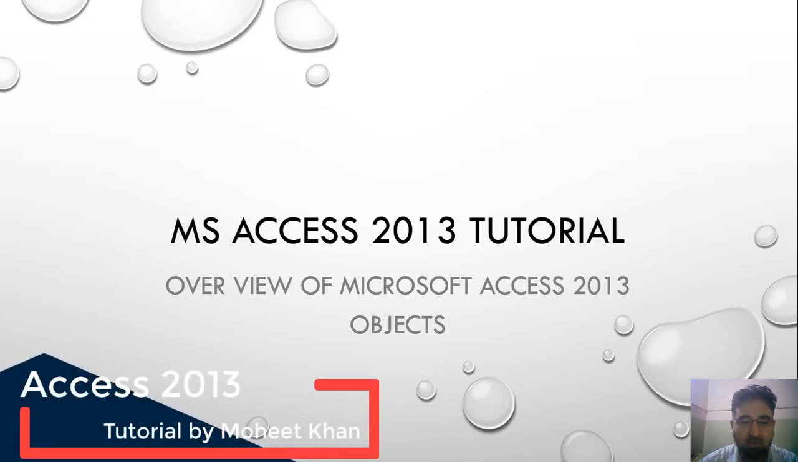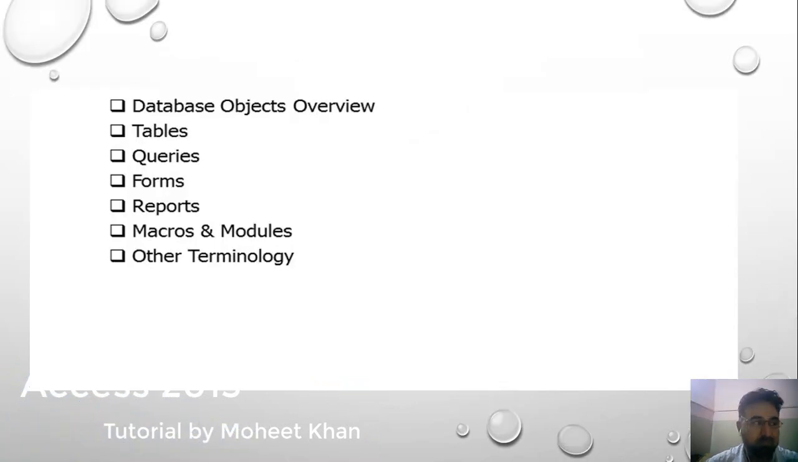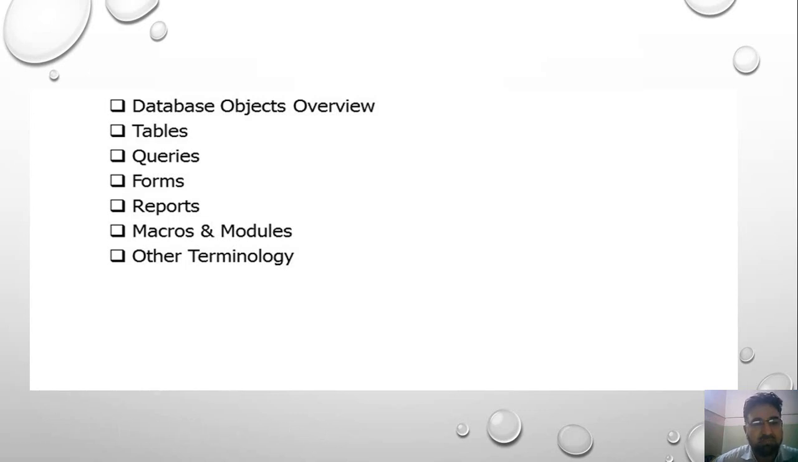You are watching an overview of Microsoft Access 2013 objects. In this lesson, we are going to start out by giving you a general overview of what is known as a database object. Then we're going to go down into some basic specific objects in Microsoft Access: tables, queries, forms, and reports. Then we are going to briefly touch on two other database objects, macros and modules, and then we'll cover some basic terminology that you will need before starting with Access 2013.